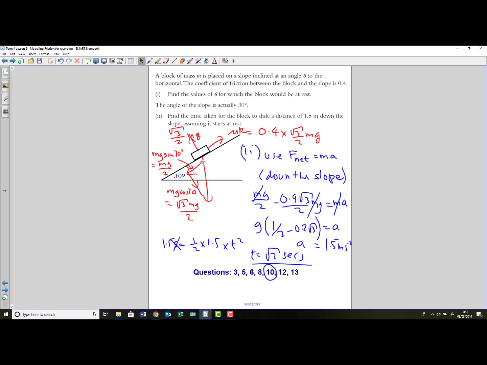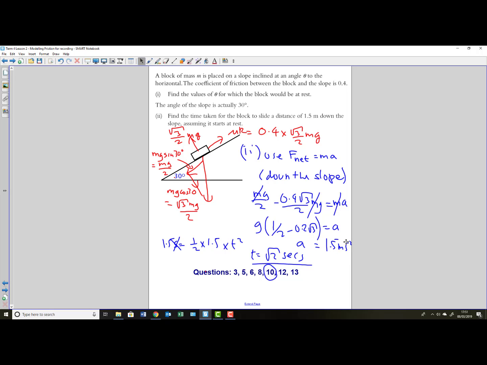The component of the weight pulling it down the slope is mg sine 30, and sine 30 is a half, so that's just mg over 2. The frictional force acting up the slope, mu R, is 0.4 times R, 0.4 times root 3 over 2 mg. I write down my net force equals mass times acceleration. Well, the net force down the slope is simply that minus that. So that's mg over 2 minus that yucky thing there equals mass times acceleration. This time all the masses cancel out. I do a wee bit of algebra and get a value for the acceleration.